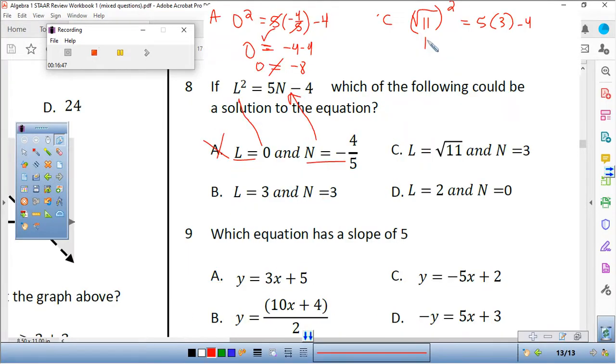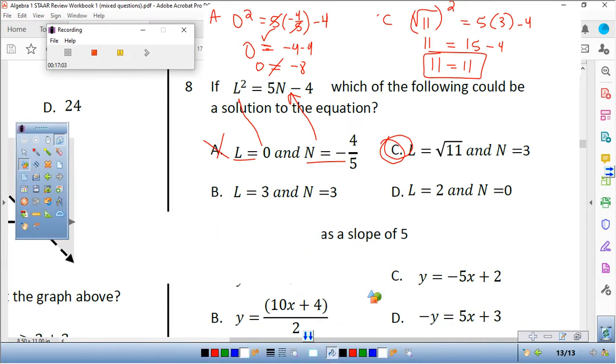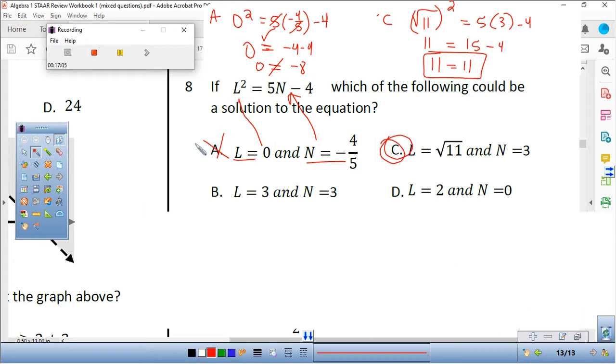So that one, 11 is equal to 15 minus 4. 11 is equal to 11. Ding, ding, ding. That is my answer. That works out, right? That looks good. So I'm going to go with B. B should not work out. But let's check it out either way.